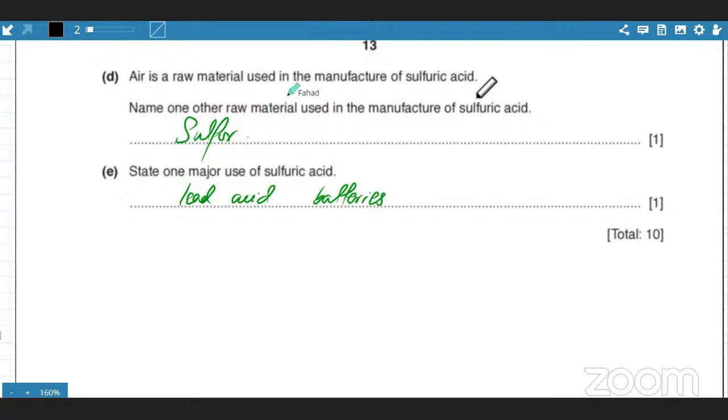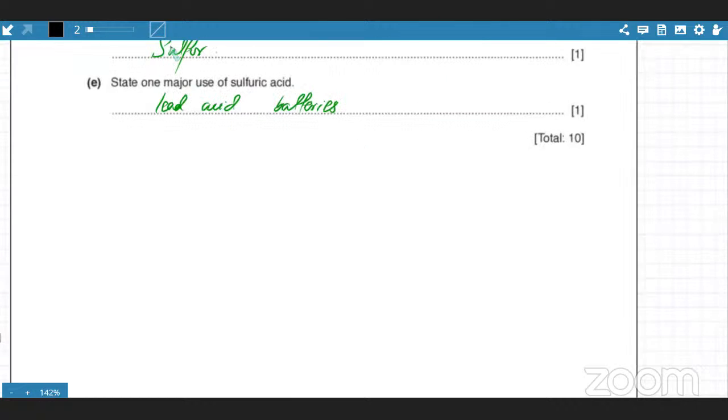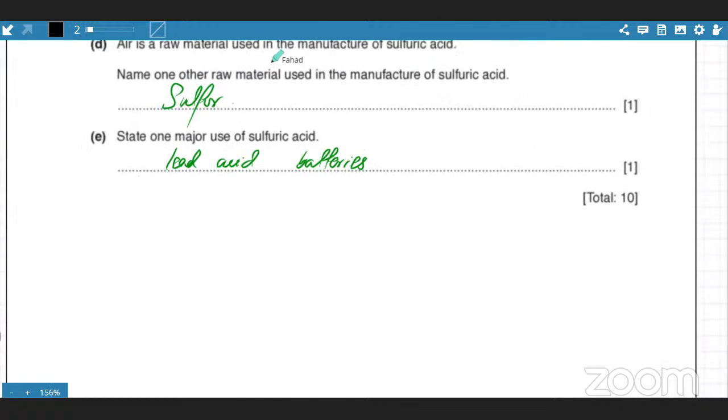I'm going to check this answer quickly, part D. I just wanted to figure out what they mean by the words raw material. So I'm going to open the marking scheme for this paper, which is 5070. So let me quickly open the marking scheme.